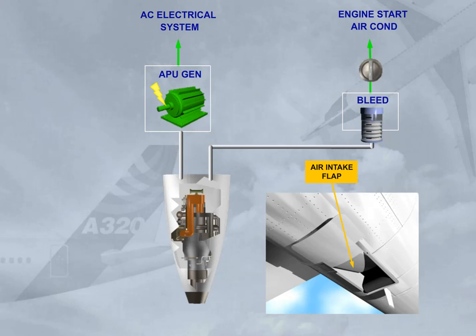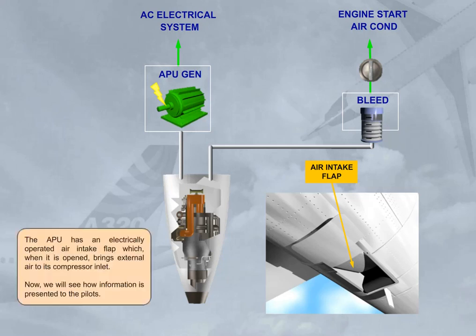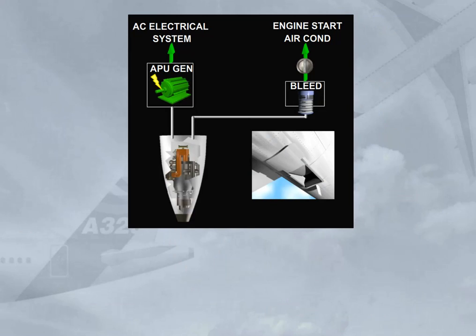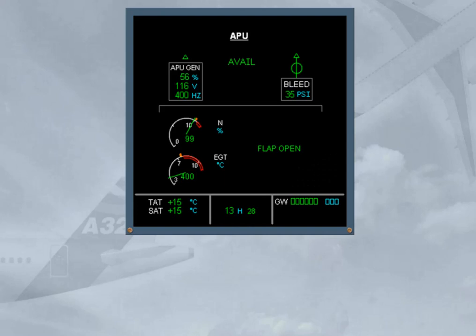Now, we will see how information is presented to the pilots. In the cockpit, you can check the following APU parameters on the ECAM APU page: EGT and compressor speed, APU generator, APU bleed, and air intake flap position.